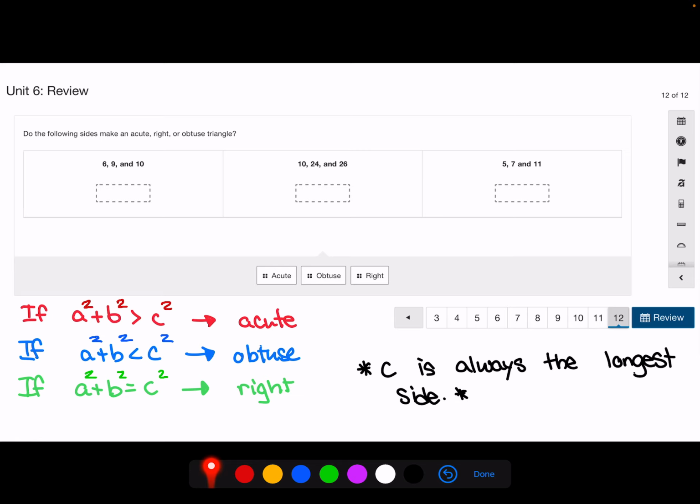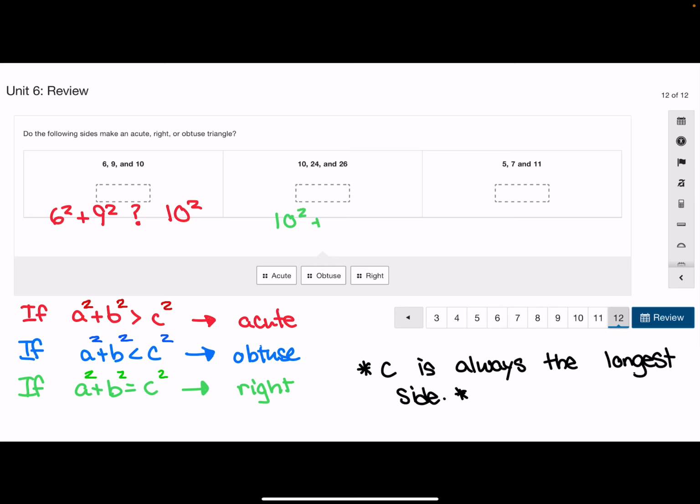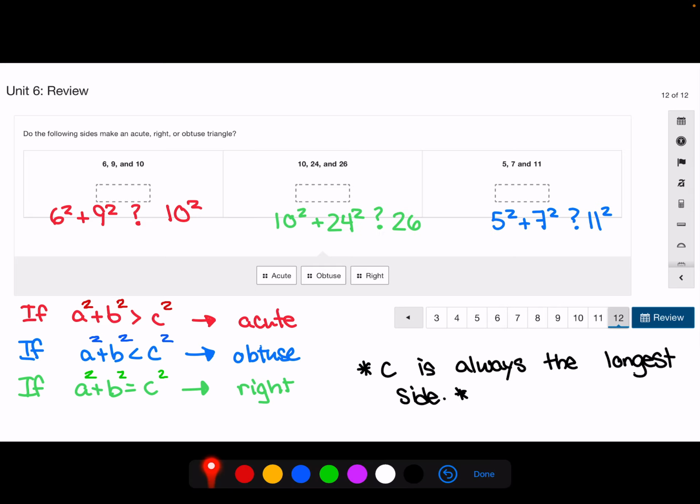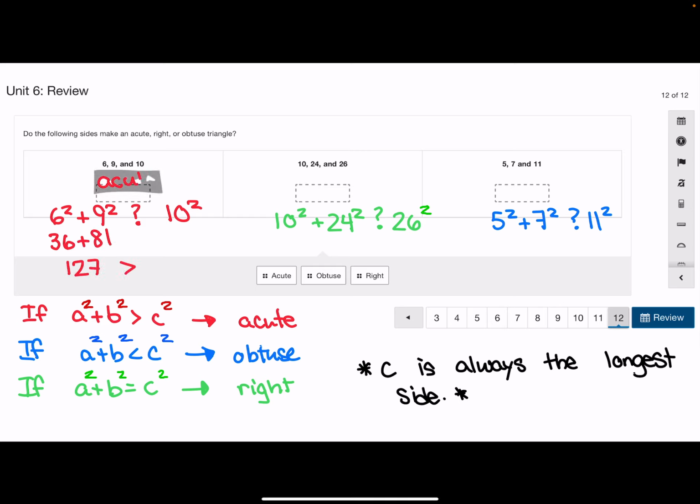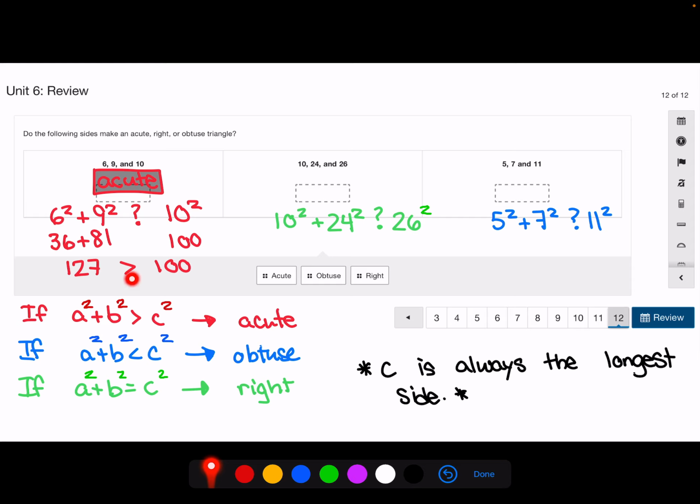So I start this off by writing out our equations. 6 squared plus 9 squared is mystery to 10 squared. 10 squared plus 24 squared is mystery to 26 squared. And lastly, 5 squared plus 7 squared is mystery to 11 squared. From here, we're just going to go ahead and solve. For our first one, 6 squared is 36, 9 squared is 81, 10 squared is 100. So that'll give us 127 is greater than 100. Because obviously, if I add these two numbers together, it's going to be greater than our third side squared, which makes this an acute triangle. If the two sides squared are greater than our third side squared, it's acute.